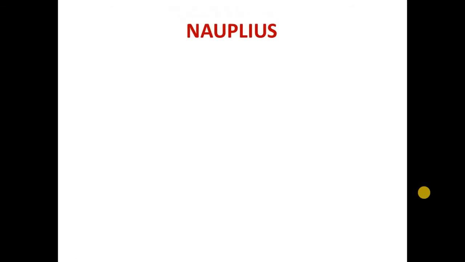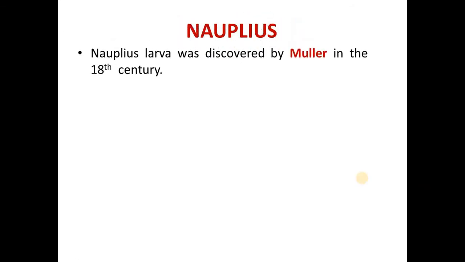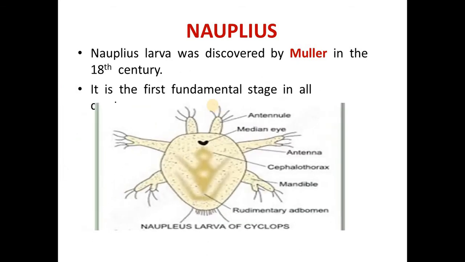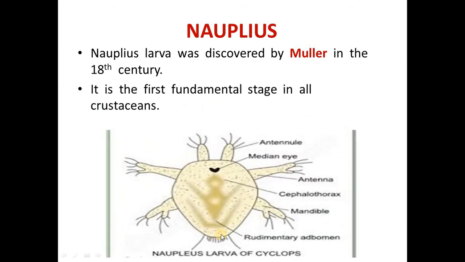First is the Nauplius. Nauplius larva was discovered by Müller in the 18th century. It is the first fundamental stage in all crustaceans. This is the Nauplius larva of Cyclops.